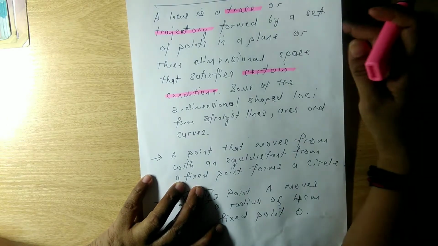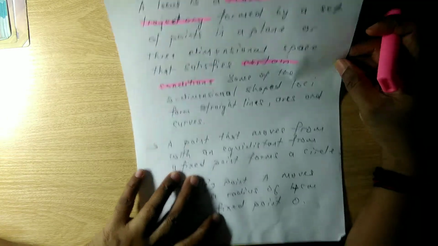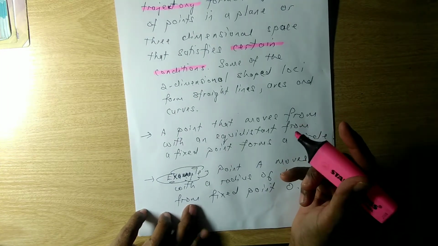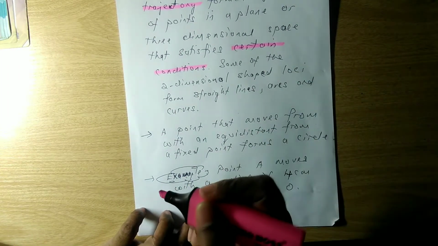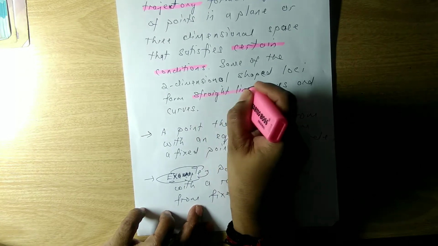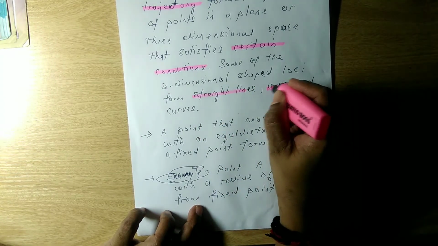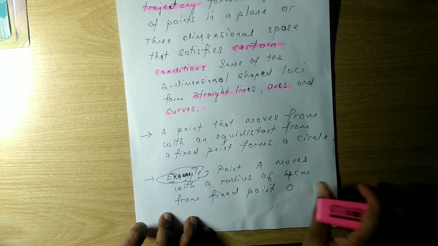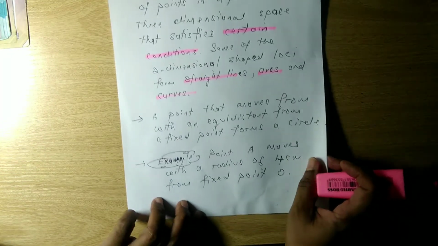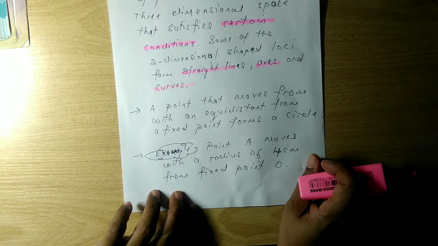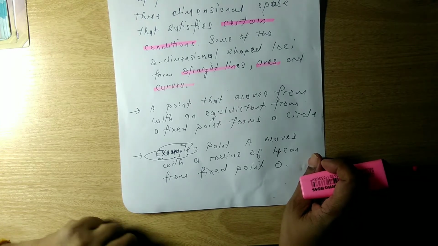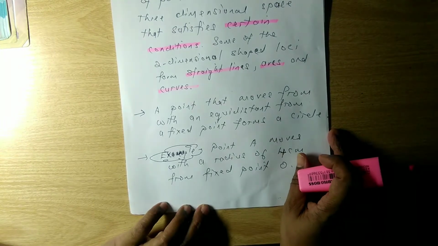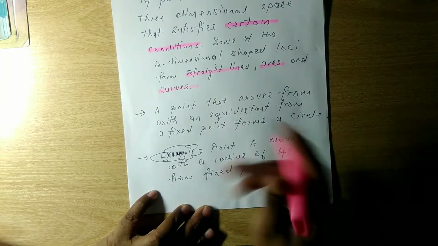Some of the locus that we will see when we draw can be straight lines, arcs, or curves. Basically there are four kinds of locus. We will look at two here, and then two in the next video. Now let's say a point. This is my first locus.